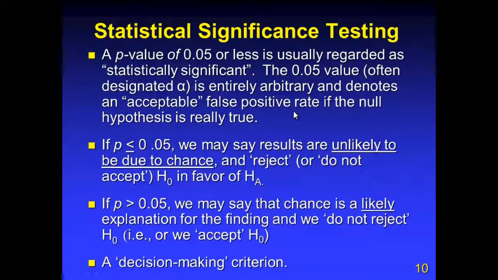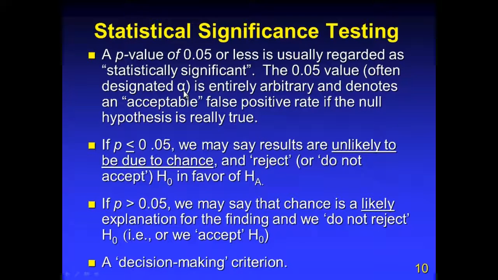But they acknowledged that, and they decided this was an acceptable false positive rate if the null hypothesis was really true. So it's not always the case that we would say that this is an acceptable false positive rate. It depends on the seriousness of actually having a false positive. In certain circumstances, it could be a very serious result if it was a false positive. Nonetheless, it's come down through the decades as denoting statistically significant.